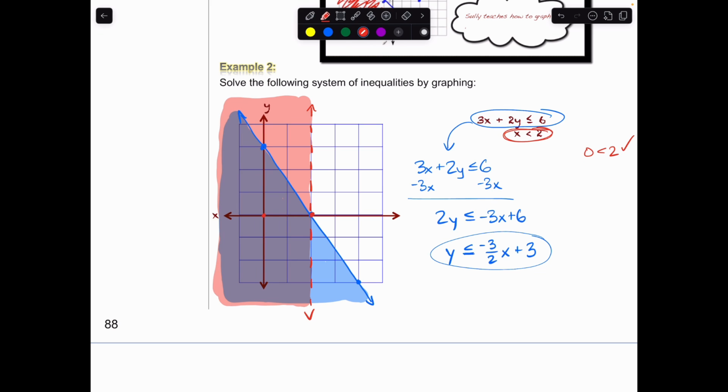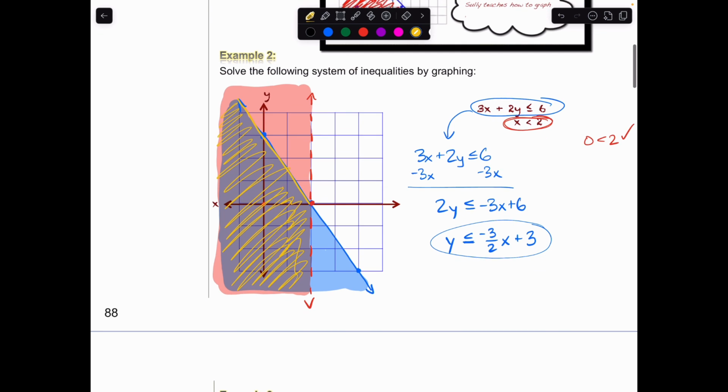And the overlap is going to be everything on this blue line that's touching the overlap. Not the stuff that's on the red line because the red line is dashed, but everything in here, everything in this region will be a solution because it's shaded by the red inequality and the blue inequality. Okay.